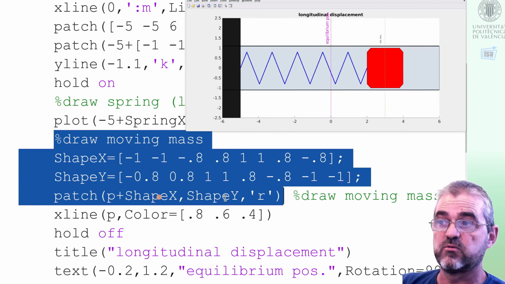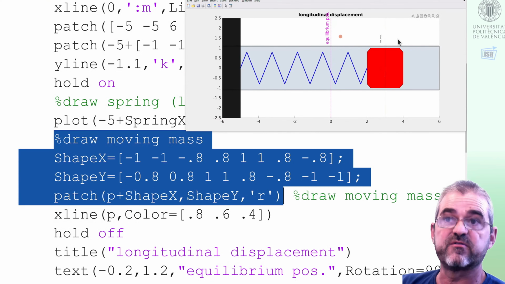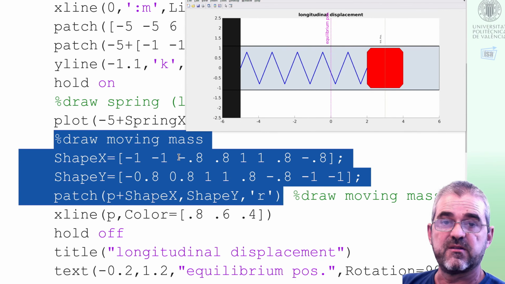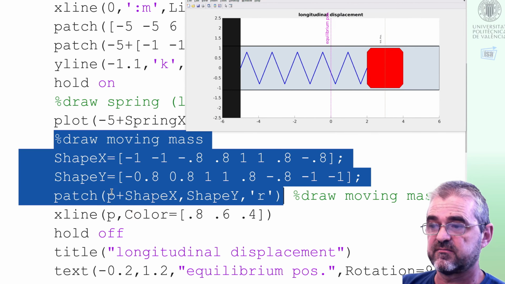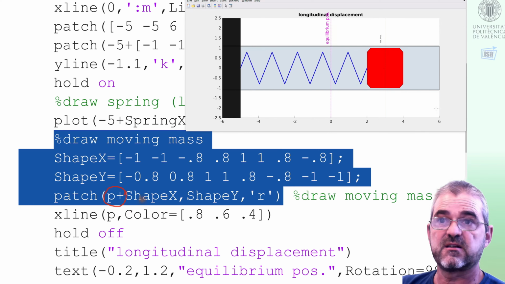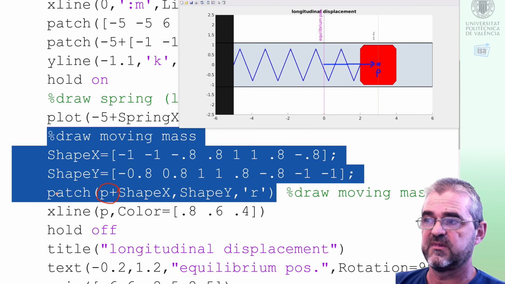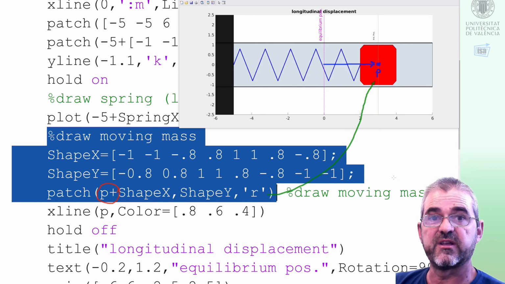This patch command draws the red moving mass. I execute it so that it moved from the equilibrium to the initial position for the animation. And basically, this is a polygon. This is almost a square that is displaced P units to the right hand side, because this is P, so we move stuff P units to the right hand side. And so this patch command ends up drawing the red moving object at each frame.